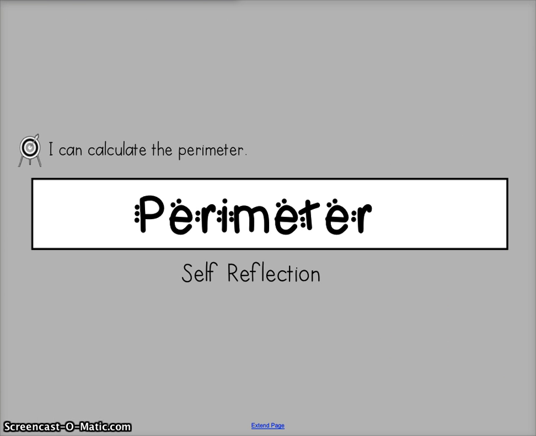So third graders, at this time we want you to do some self-reflection. Think about perimeter. How are you doing with perimeter? Do you think that you can independently, as a self-directed learner, solve perimeter problems? If you don't feel like you have a great grasp on perimeter, then you have videos you can go back and watch to help you understand it better.